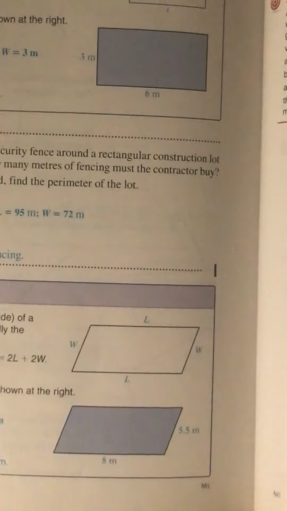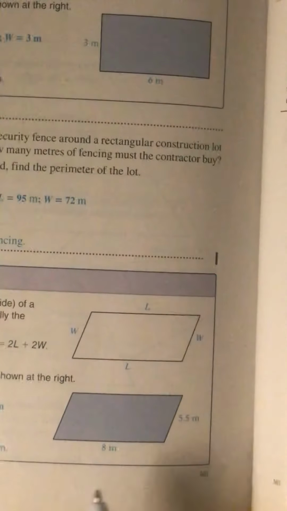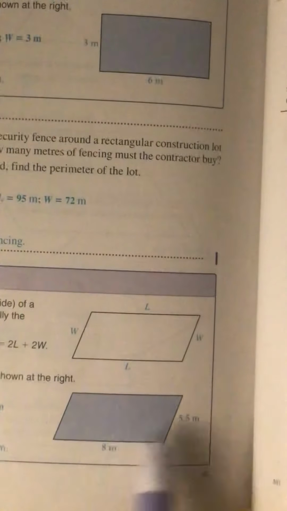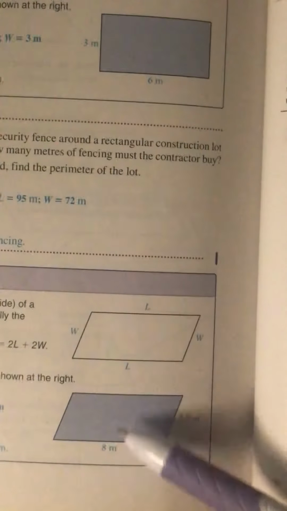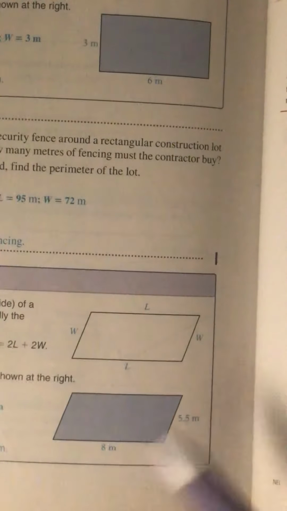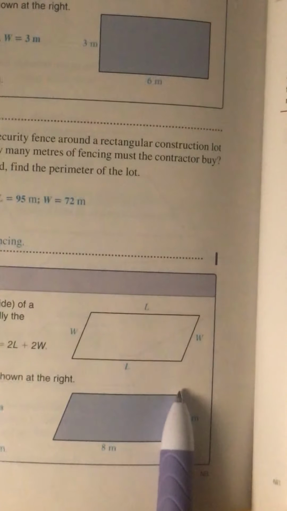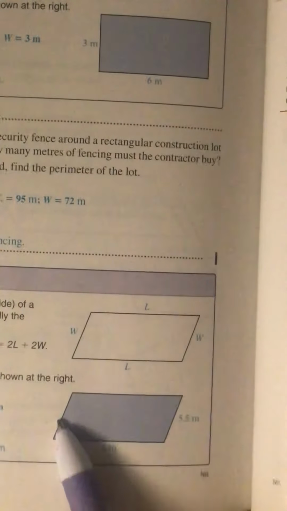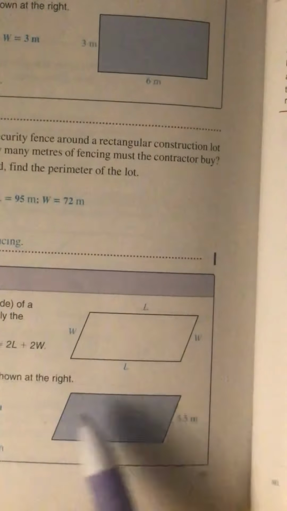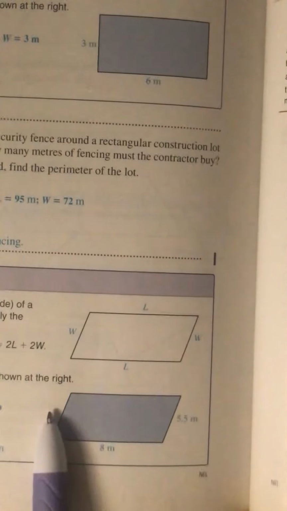How about a parallelogram? How do we find the perimeter of a parallelogram? We go ahead and add all the sides. What do we know about a parallelogram? These 2 sides are equal, so if this is 8 meters, the one on the top is 8 meters as well. And these 2 sides are equal as well, the same as the rectangle. The opposite sides are equal. So if this is 5.5, this one's 5.5 as well.